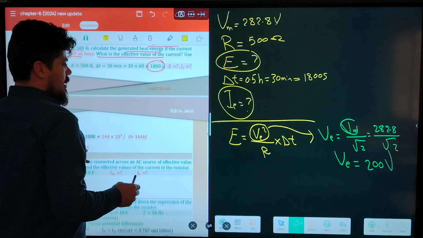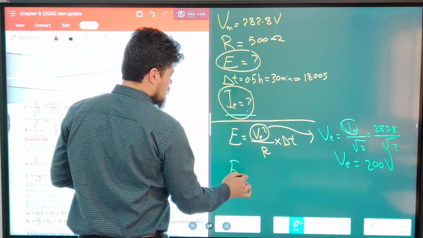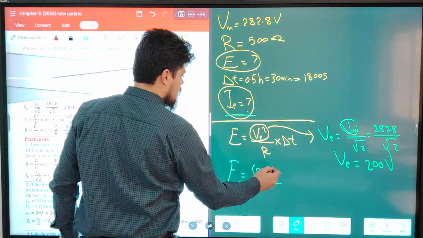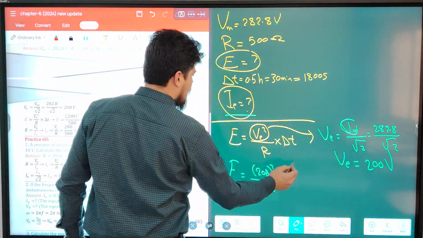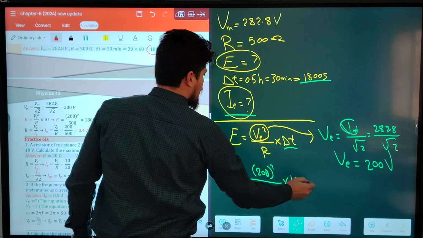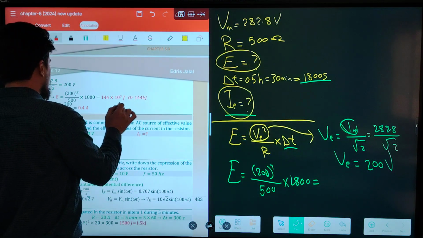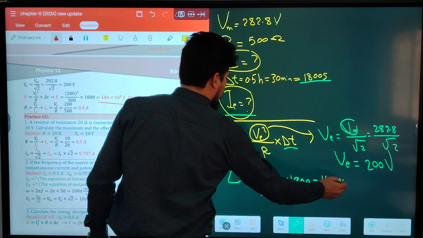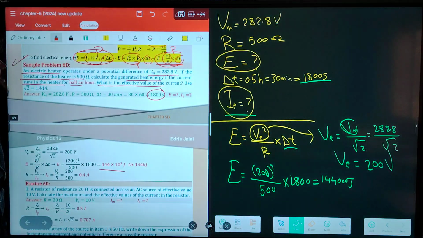So, now replace into this equation. Energy generated as heat is equal to VE square, 200 square, divided by resistance 500, times time 1,800. Okay, energy generated as heat is equal to 144,000 joule. This is the generated heat energy in this resistance.